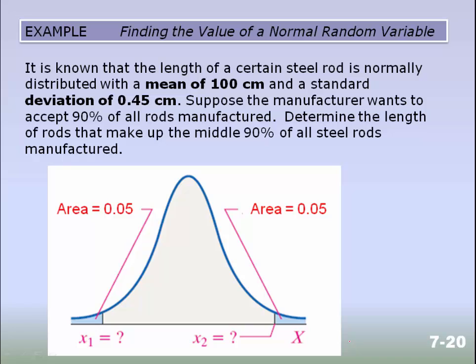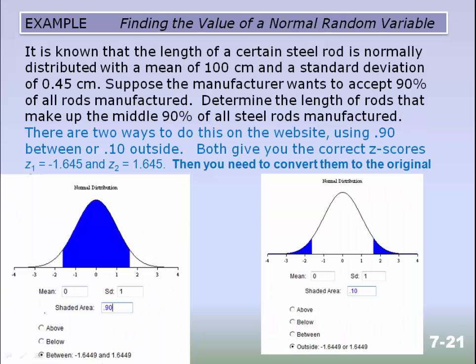So I need to know the middle 90%, which leaves 10% on each tail. So you have 5% on this tail and 5% on this tail. Converting those to a decimal, the area would be 0.05, and I need to know what measurement corresponds to those areas. There are 2 ways to do this on the website.